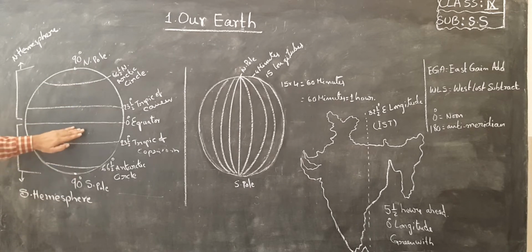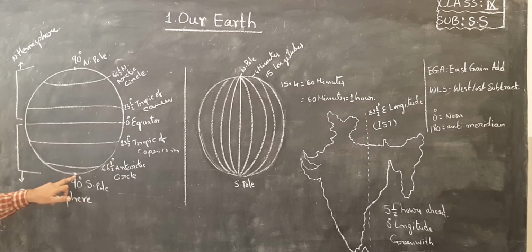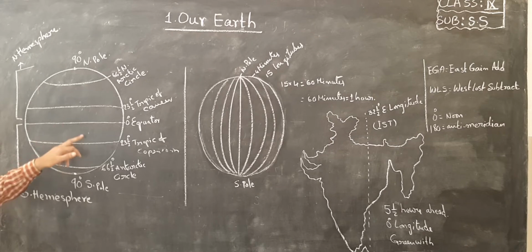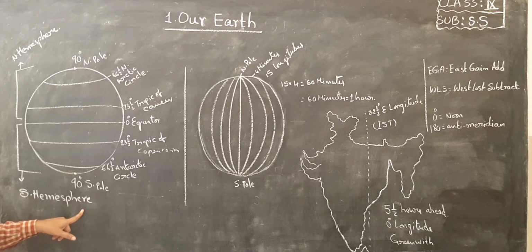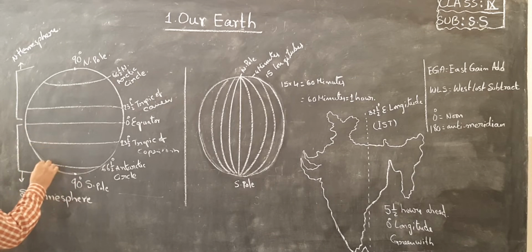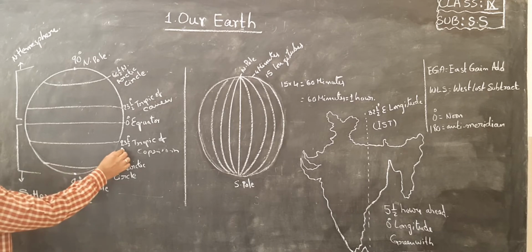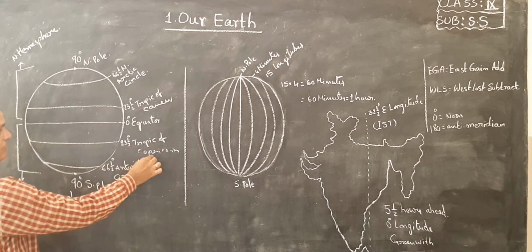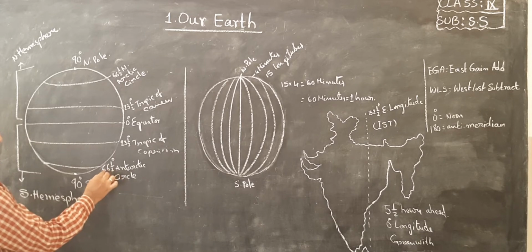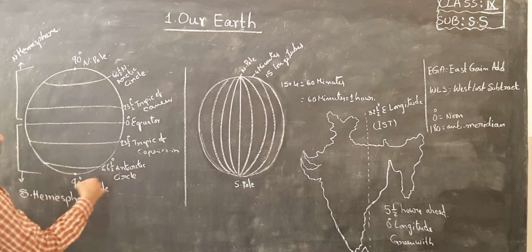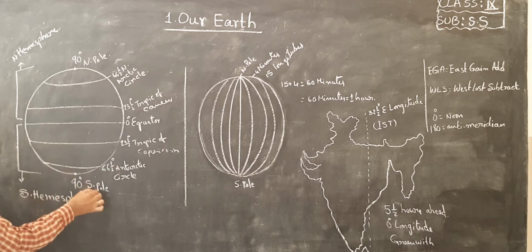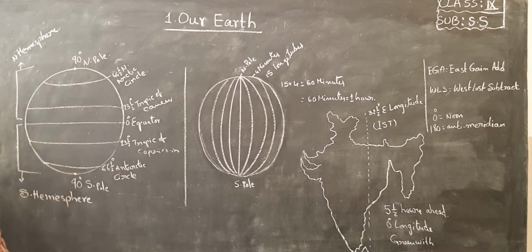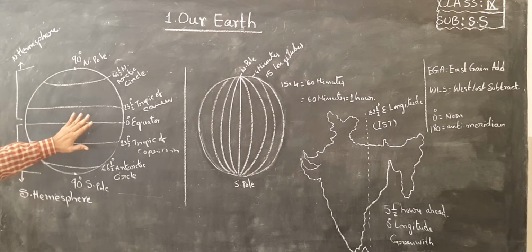Now below the 0 degree latitude to 90, this place is called southern hemisphere. What is it called? Southern hemisphere. In that southern hemisphere also two are important. 23.5 degree, this is Tropic of Capricorn. This is 66.5 degree Antarctic Circle. This one is South Pole, 90 degree. This is North Pole, 90 degree. Okay, now children, this is the information about latitudes.